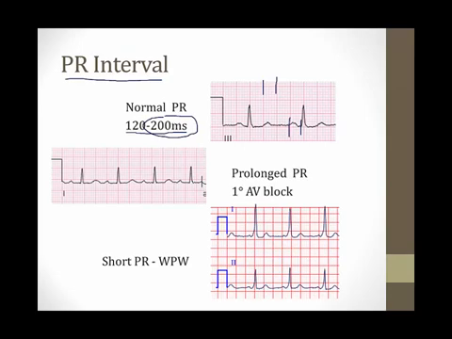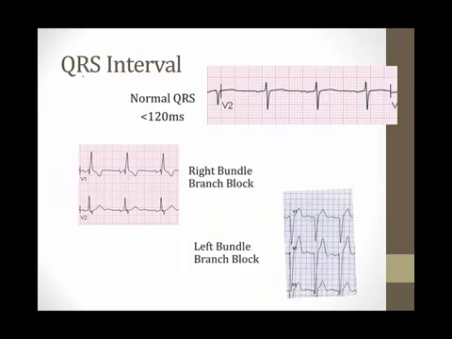And you can develop a prolonged PR interval from first degree AV block, and I talk about this and other forms of AV block in a separate video. You can also develop a short PR interval if you have a bypass tract caused by the Wolff-Parkinson-White syndrome, and I talk about WPW in its own video as well. Next is the QRS interval.